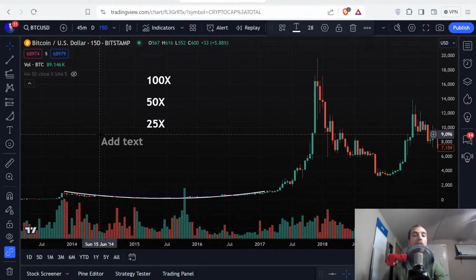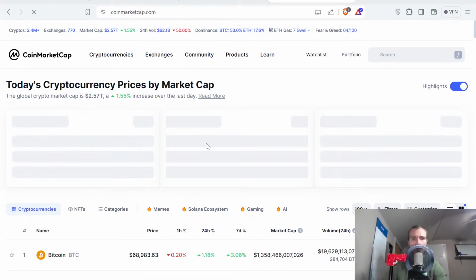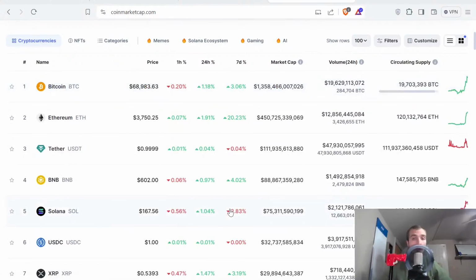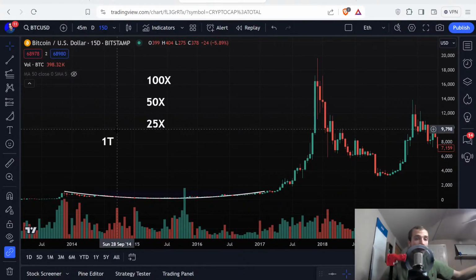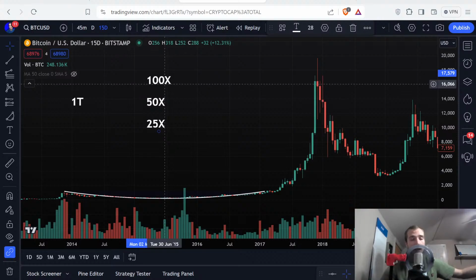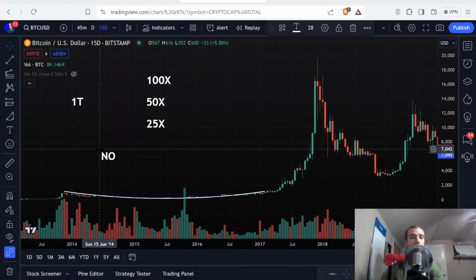Now, as a coin that has $1 trillion in market cap, there's really not one that, let's see, how much does Bitcoin have right now, actually? Yeah, Bitcoin has $1 trillion in market cap, right? But out of the altcoins, there isn't a coin that has $1 trillion in market cap. Now, if something has $1 trillion in market cap, is it going to 100x? No, it's not going to 100x.